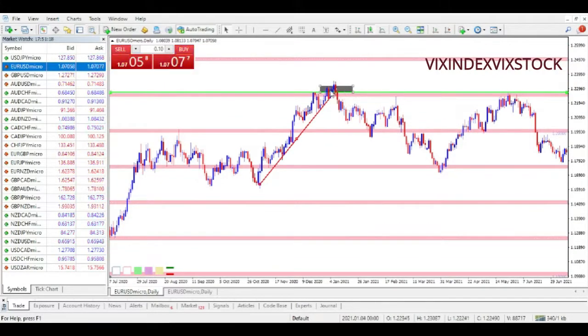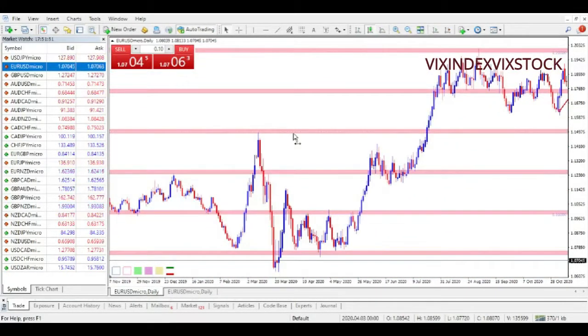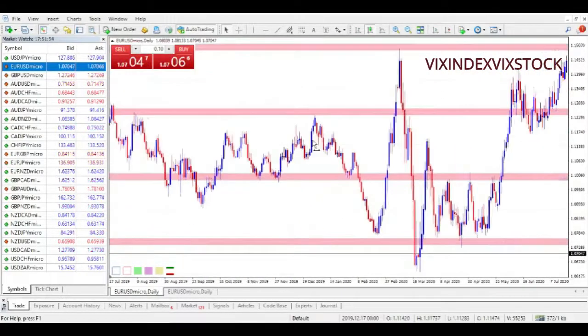So all the people that bought in this area basically lost their trades if they held them for too long, hoping that prices would continue pushing up. They were stopped out, because they would have had their stop losses maybe in this area, and prices came down and stopped them out. So that's one example of a bull trap. Let me see if I can get you another one. They happen all the time.